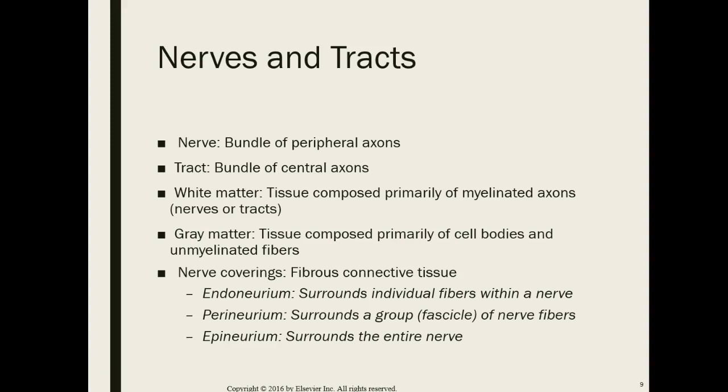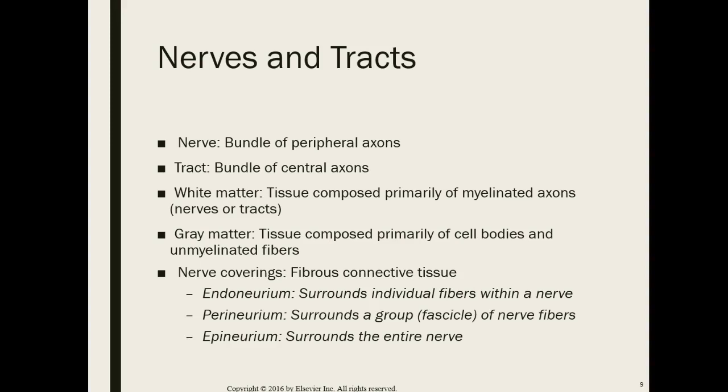So the difference between nerves and tracts: a nerve is going to be a bundle of peripheral axons, where a tract is a bundle of central axons. White matter is tissue composed primarily of myelinated axons. Could be either nerves or tracts, regardless of where it is in the body. And then the gray matter is going to be composed primarily of cell bodies and unmyelinated fibers. So that would be the cell body of the neuron and then the dendrites.